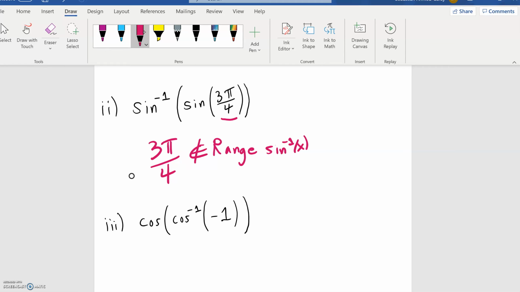We will have to do the innermost evaluation, which is sine of 3 pi over 4, and then we will look at sine inverse of that result. Sine of 3 pi over 4 is root 2 over 2. Sine inverse of root 2 over 2 will be equal to pi over 4.